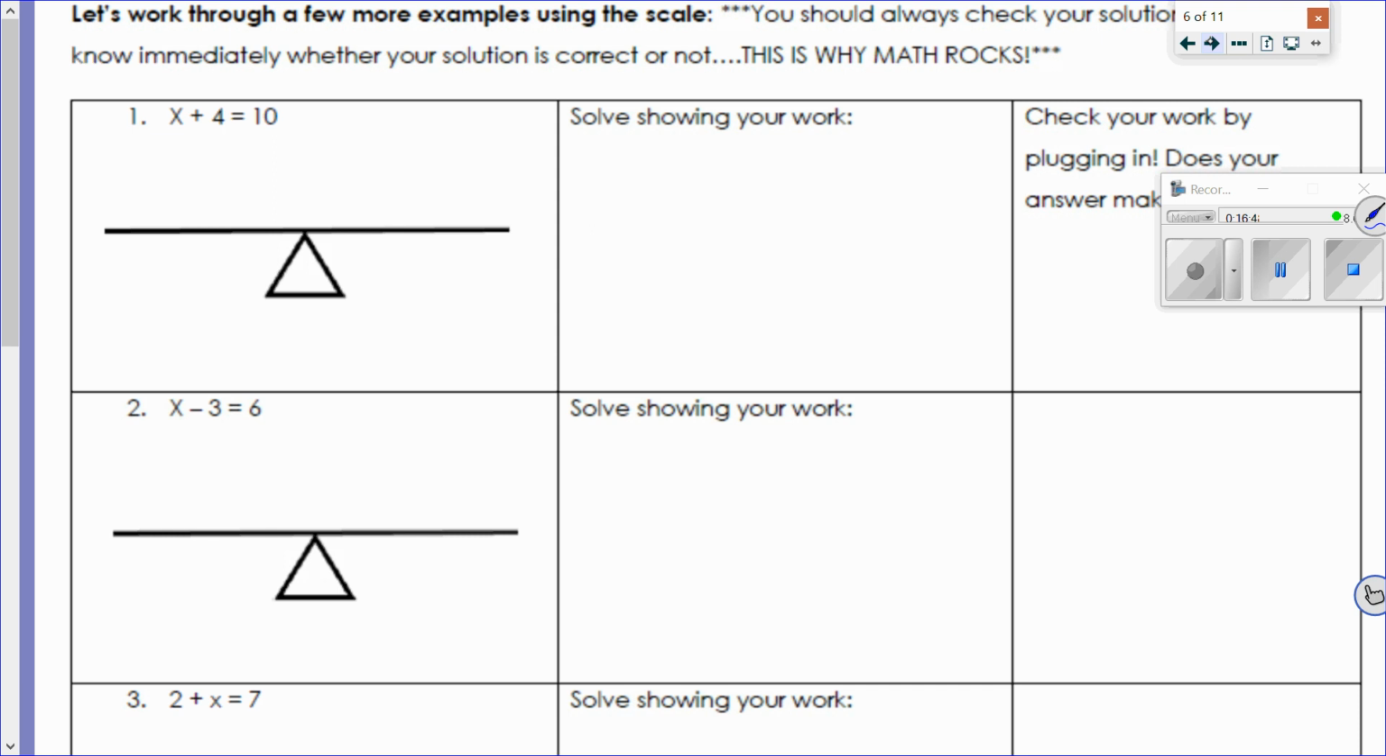Okay, we're going to do a couple more using the scale before we get rid of it. Put your equal sign in here right away. Draw your wall. On this side is our x plus 4. On this side is our 10. So if I circle my variable, what number is with it? 4. What's the operation? So the opposite would be? Subtraction. So I'm taking 4 away from both sides. Those have gone away. So on this side I just have x. 10 minus 4 is?